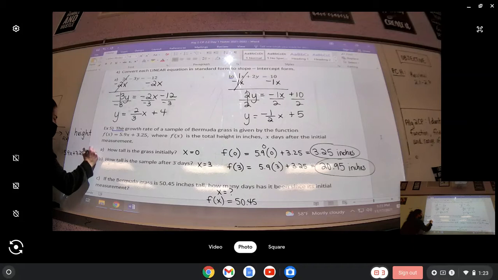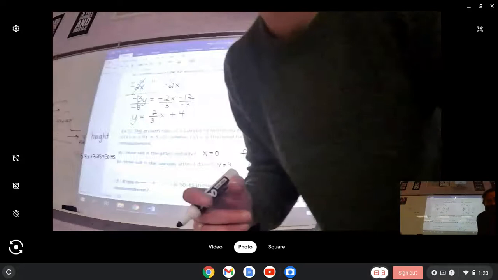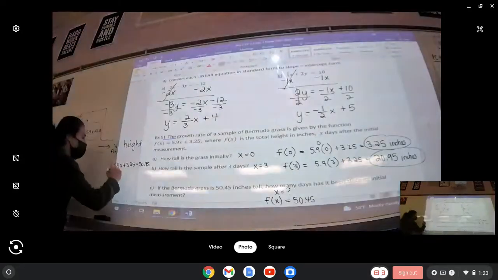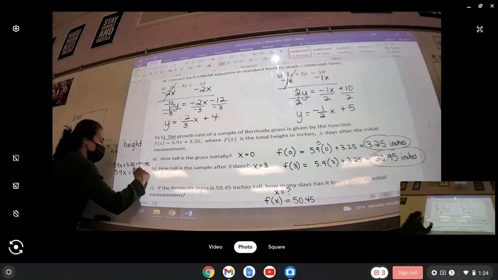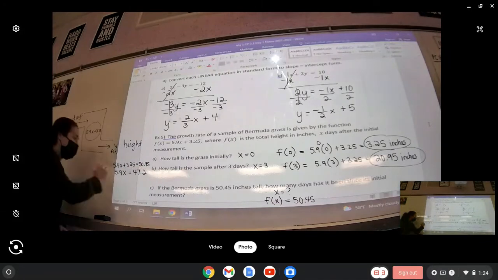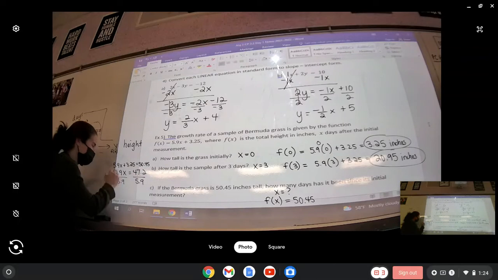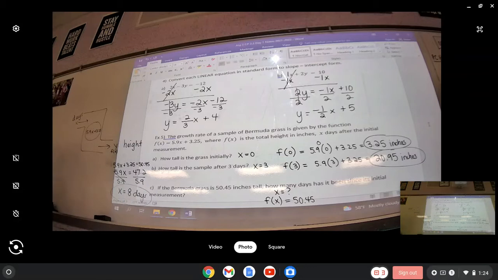All right, set it equal to the 50.45, and now you're solving a nice, simple equation. Okay? Minus the 3.25, and you get 47.2. Divide by 5.9, anybody find out how many days? 8 days. 8 days have passed in order for the grass to get to a height of 50.45 inches.